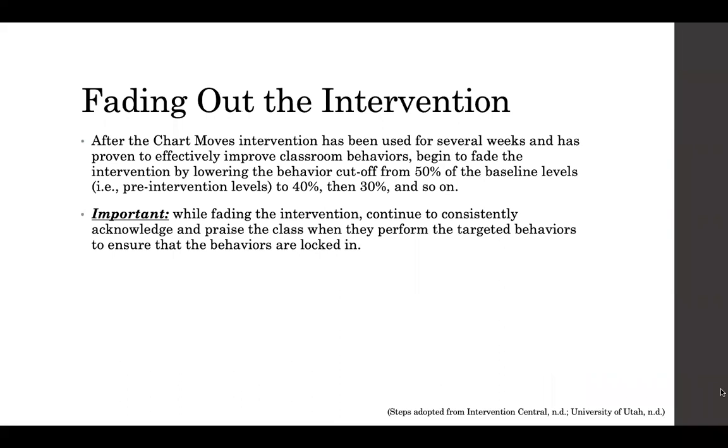Now, fading out the intervention. Fading out the intervention is important because it helps the desired behaviors to become a natural part of the students' lives so that the behaviors do not become dependent on receiving a reward. After the Chart Moves intervention has been used for several weeks and has proven to effectively improve classroom behaviors, begin to fade the intervention by lowering the behavior cutoff from 50% of the baseline levels, or the pre-intervention levels, to 40%, then 30%, and so on.